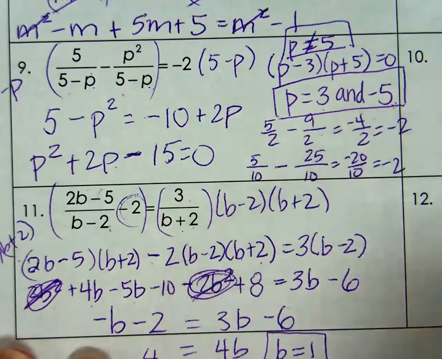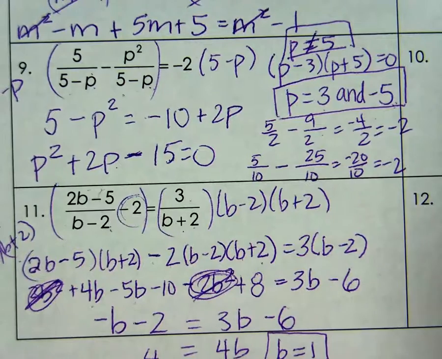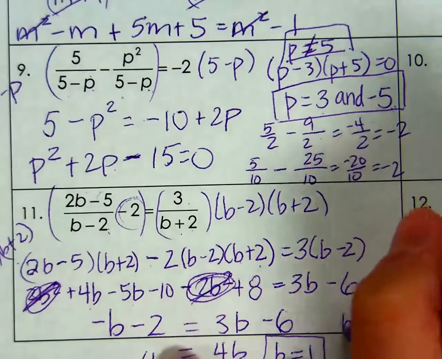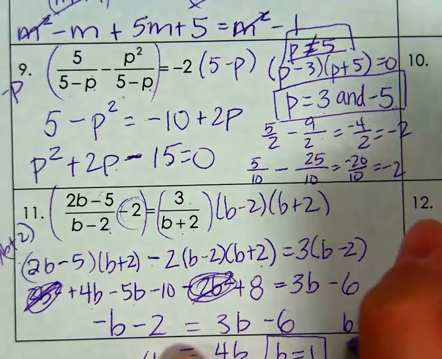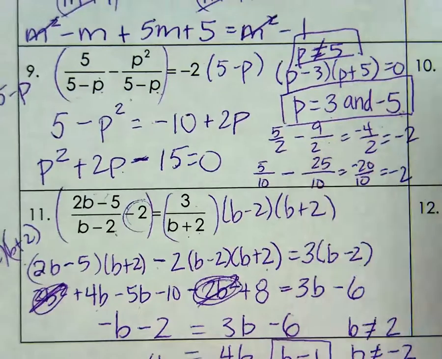You just heard the bell, so you know I've got kids coming. You're going to have to go check that on your own, but my restricted values, b cannot equal 2, and b cannot equal negative 2.